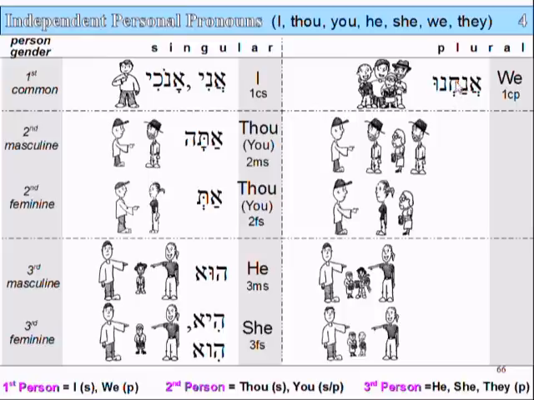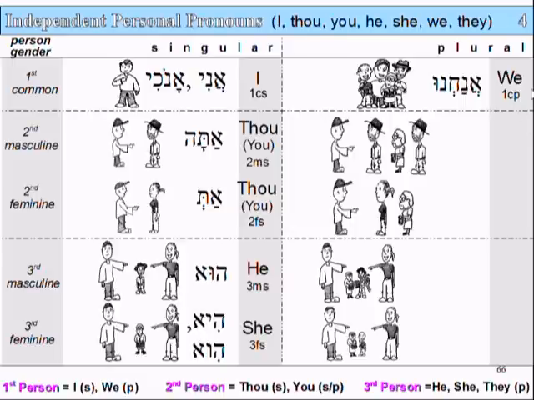Anachnu: aleph, nun, chet, nun, shurek, or vav with a little dot in it. So that's a u sound. Anachnu. So if I want to say I in Hebrew, I say ani, or anochi. But if I want to say we, I say anachnu.